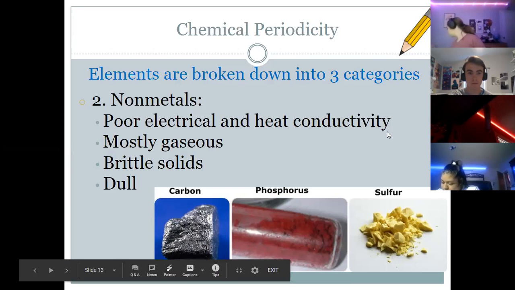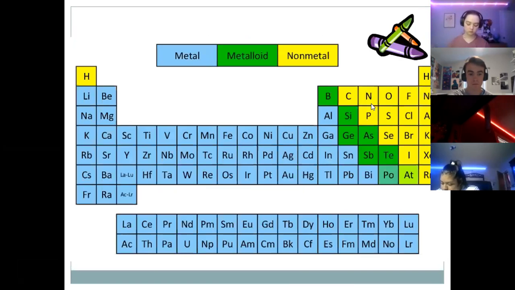So then when we're looking at our periodic table, well, where are the nonmetals? So the nonmetals are the yellow. And when you're doing nonmetals, don't forget hydrogen. So even though hydrogen's over here on the left-hand side with all the metals, it is still a non-metal. So you want to make sure you include it.